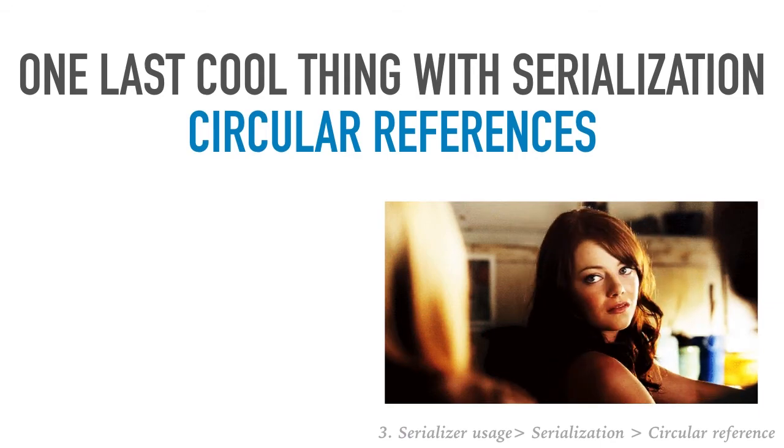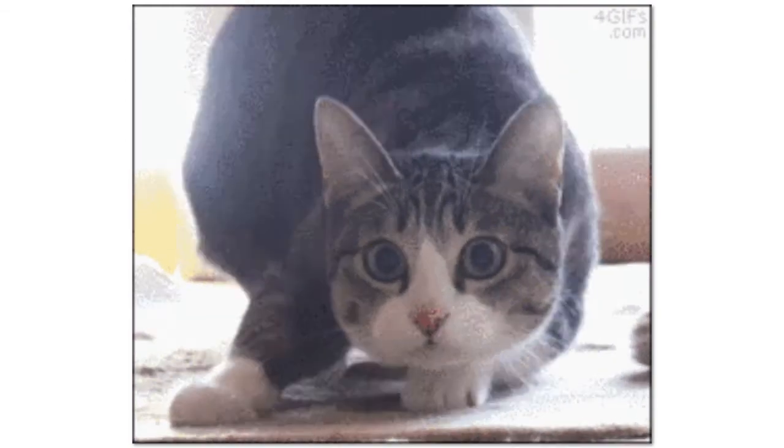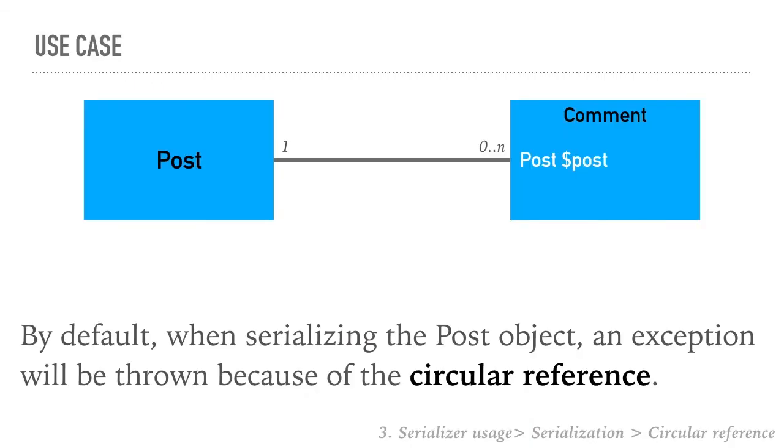I told you that there were 4 tips. I have a 5th one, because if you read the abstract of this talk, I'm talking about circular references. So I know that you are really excited. So here is the use case. I have 2 objects. I have my post and, of course, the comments. So the relationship between the 2 entities is one-to-many.